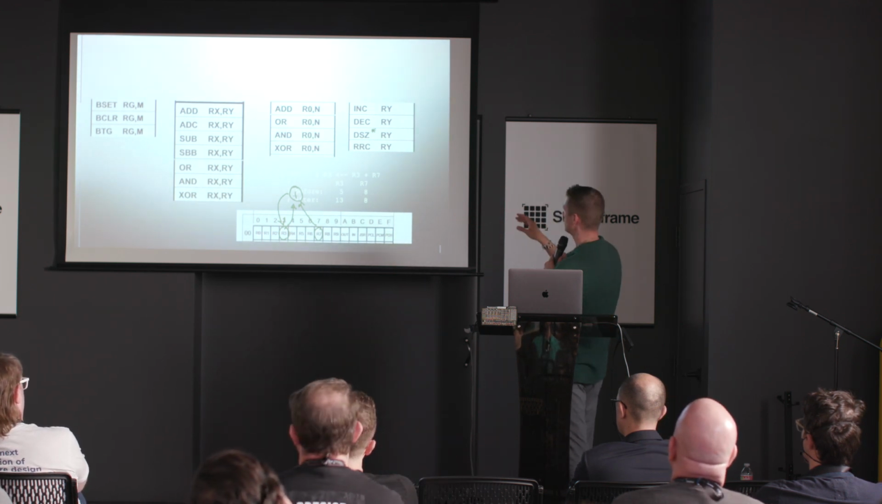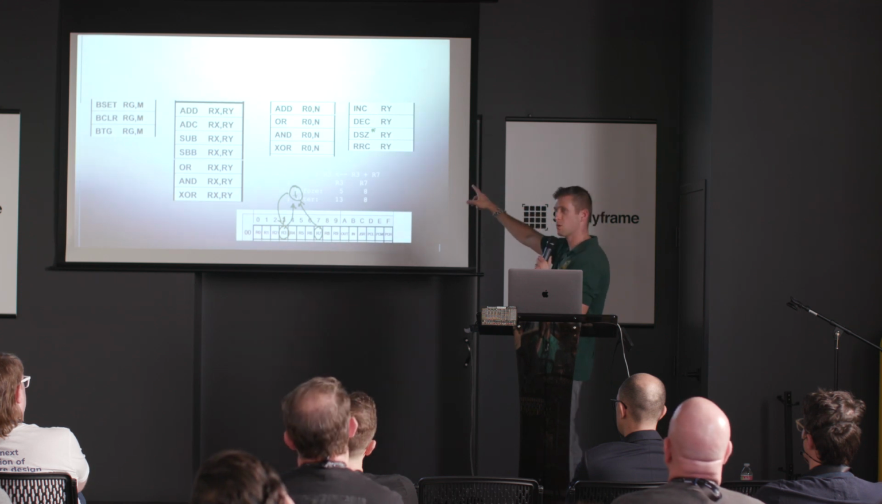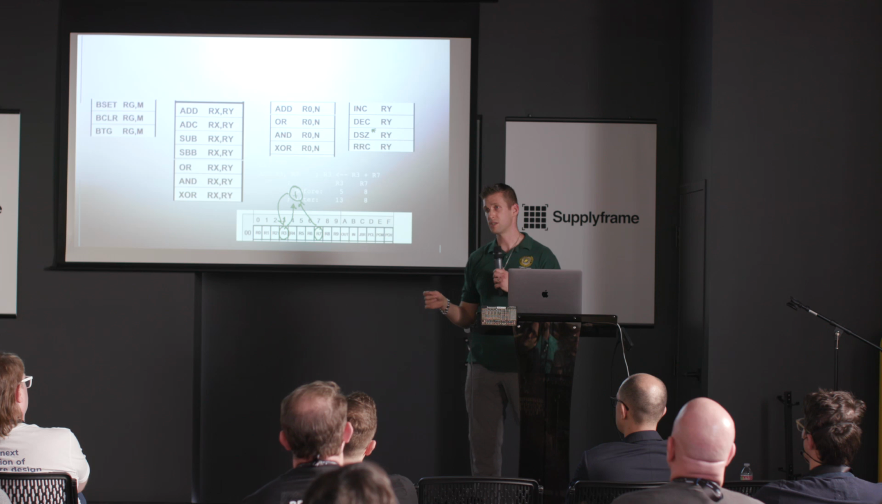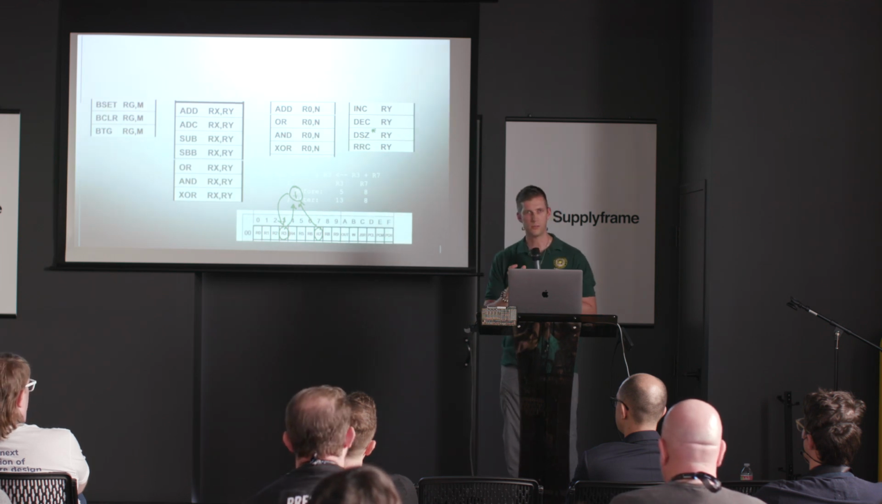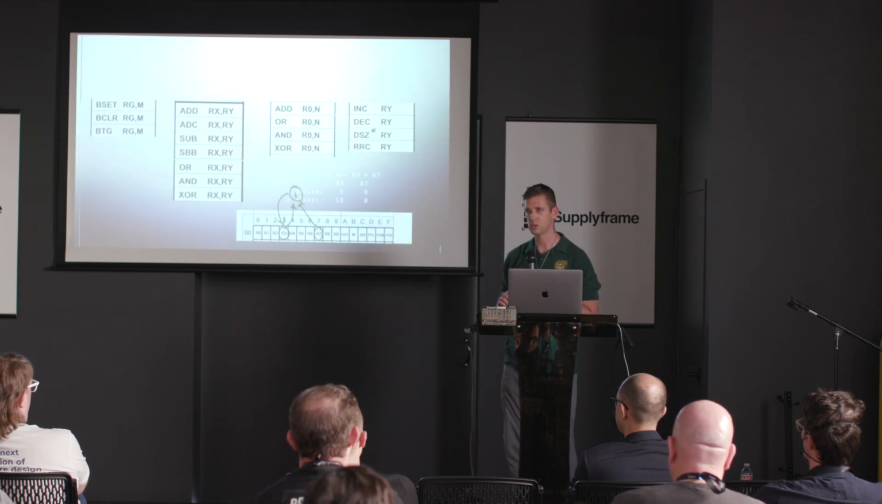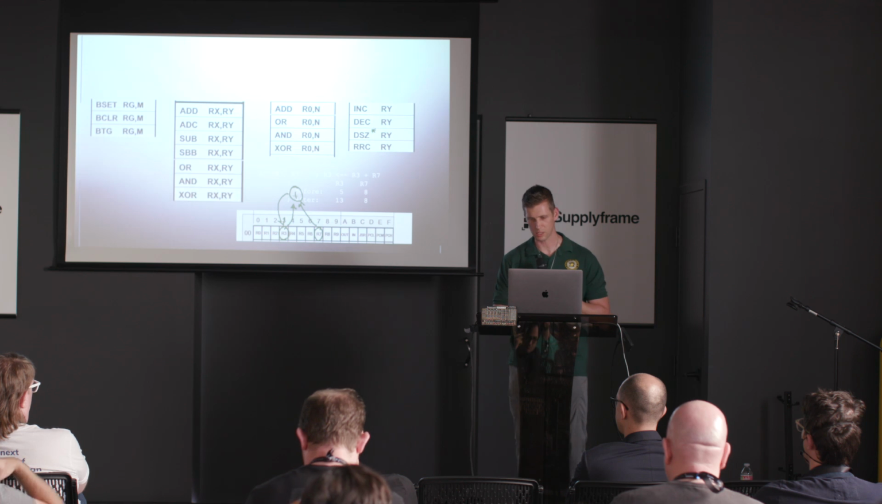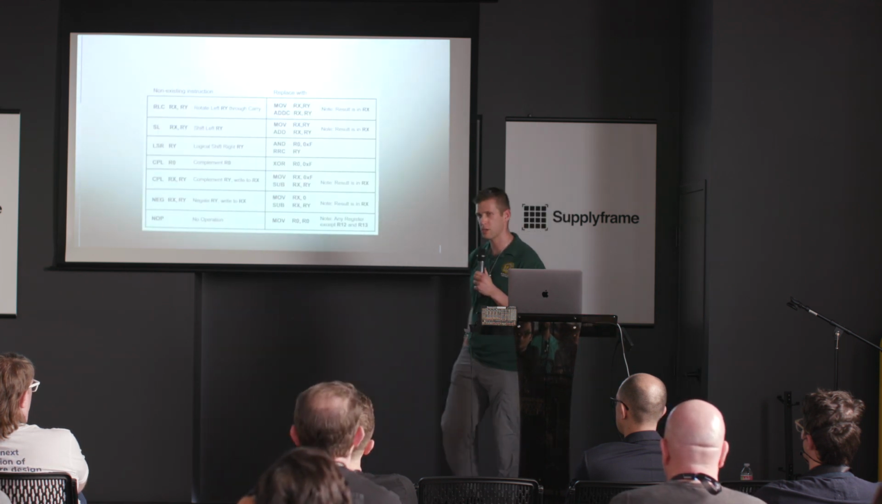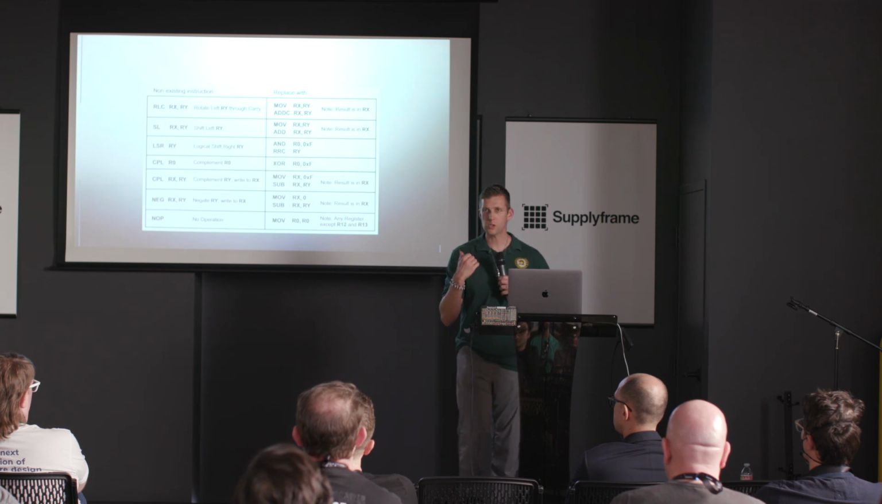If I'm adding R3 and R7, then I'm going to add those 2 registers together and store the result in R3. I've got this instruction here, DSZ, marked with an asterisk because DSZ stands for decrement and skip if 0, which is kind of a mixture of an arithmetic instruction and a control instruction, but it does arithmetic stuff, so I listed it here.